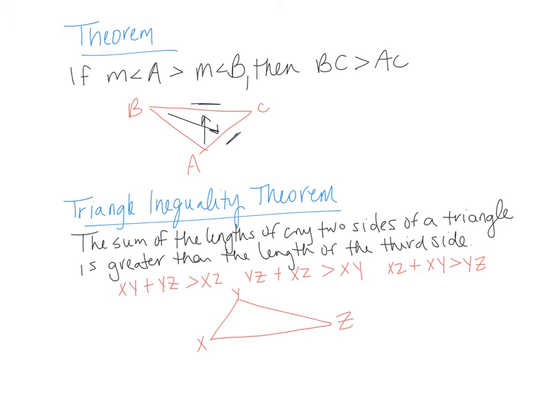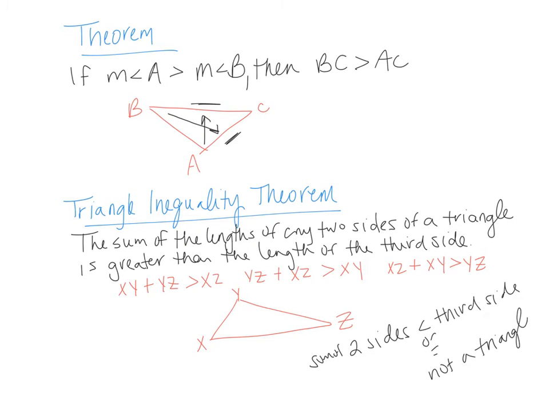And the last theorem actually has a name, and it's called the triangle inequality theorem. What this theorem says is that the sum of the lengths of any two sides of a triangle is greater than the length of the third side. So if I add any two sides of a triangle together, it should be larger than the third side. If I add two sides together and they're less than or equal to the third side, it is not a triangle.